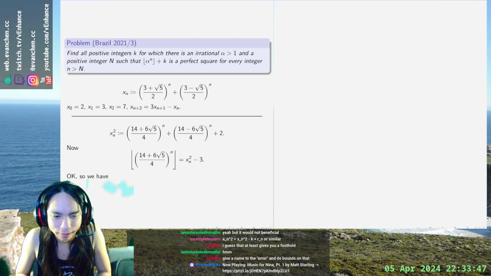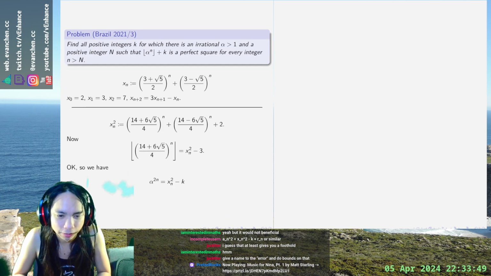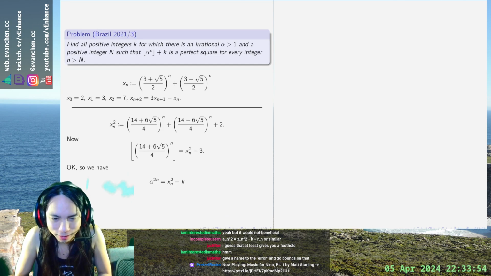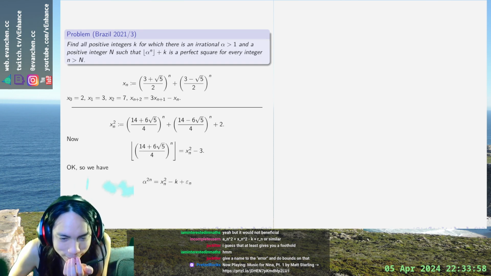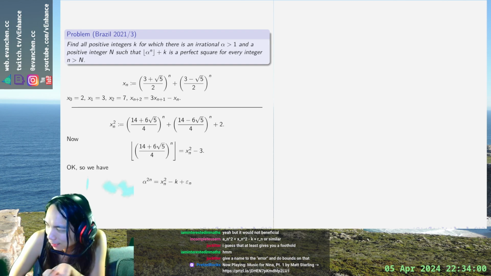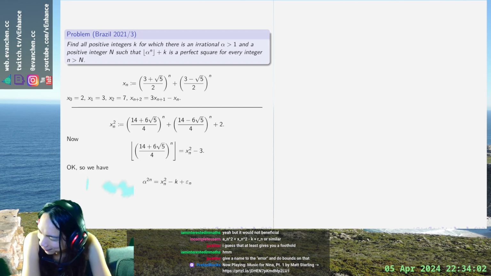We think x sub n is about alpha to the 2n, and then there's a remainder Rn. Actually, we'll call it epsilon n. The point is epsilon n is between 0 and 1. And now what? Like, okay.